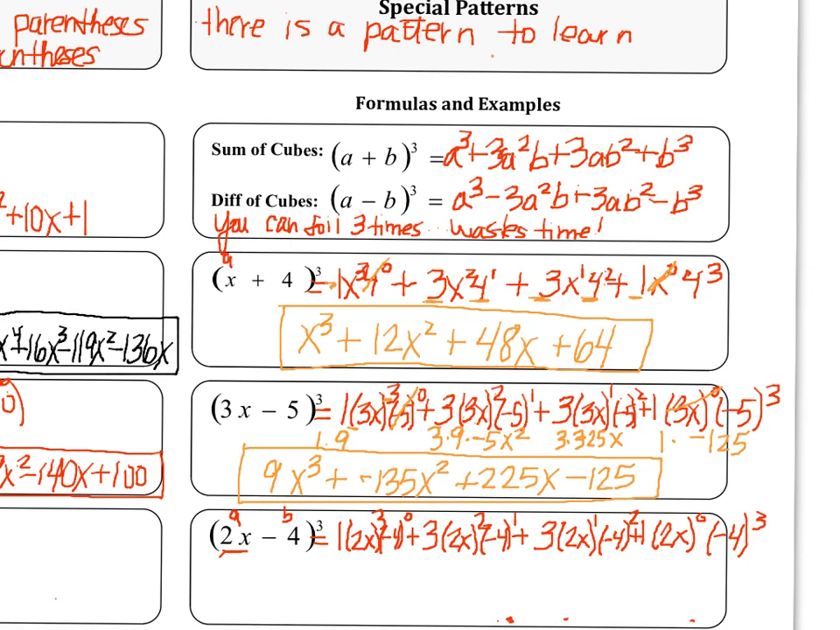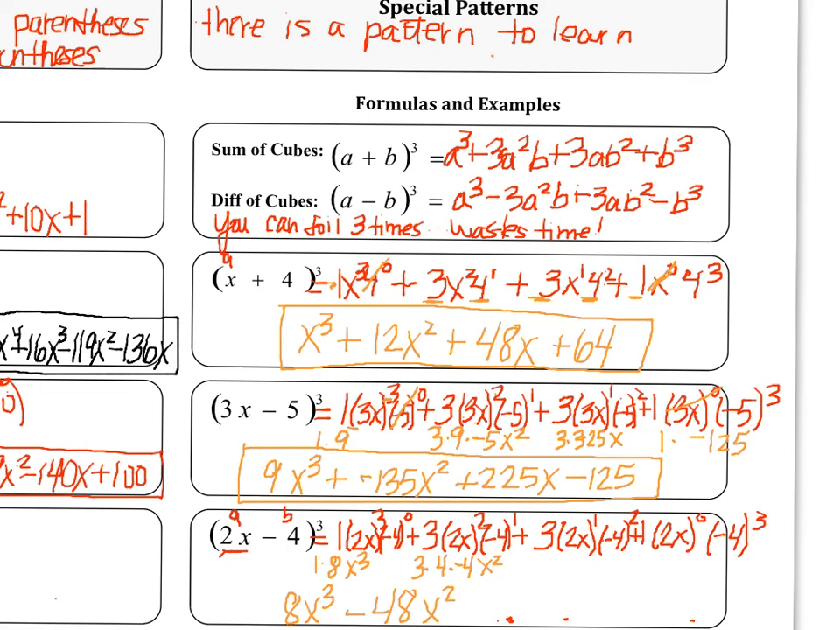So I've got 1 times 2 to the 3rd. So 2 to the 3rd, 2 times 2 is 4 times 2 is 8. And then I've got x to the 3rd still. And I've got negative 4 to the 0th. That just goes away. So I've really got 8x to the 3rd power. The next one, I've got 3 times 2 squared, which is 4, times x squared, times negative 4 to the 1st, which is just negative 4. So I have 3 times 4 times negative 4, which is negative 48. Then I've got my x squared with it.